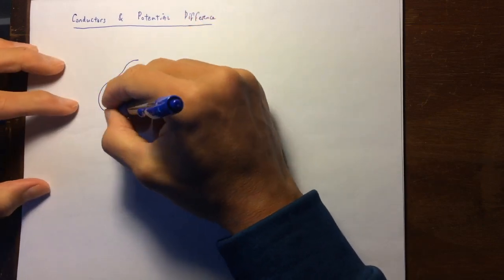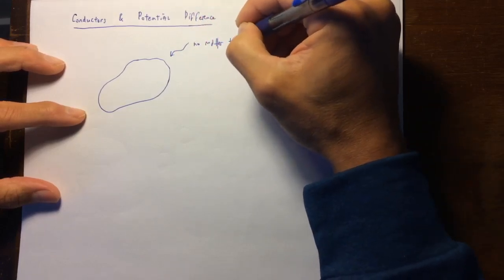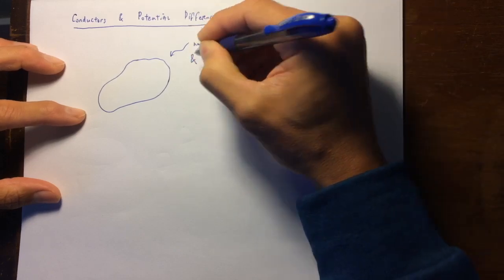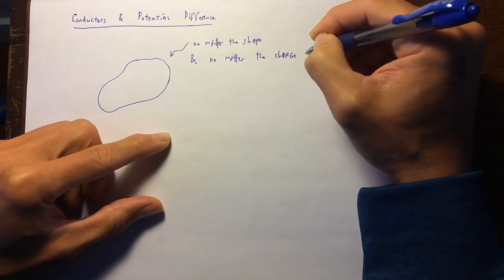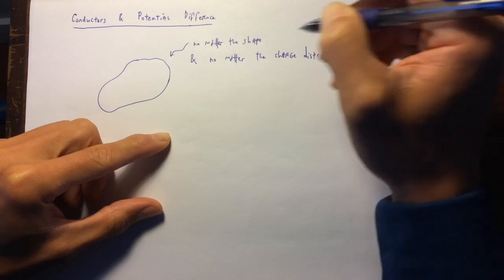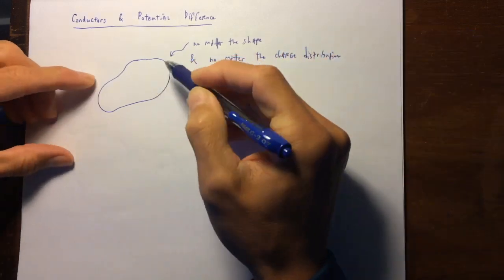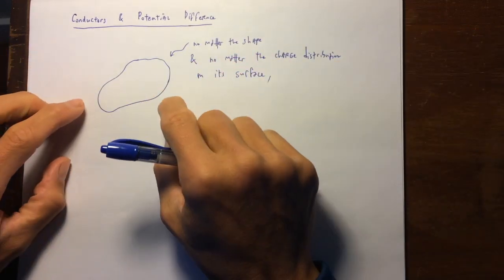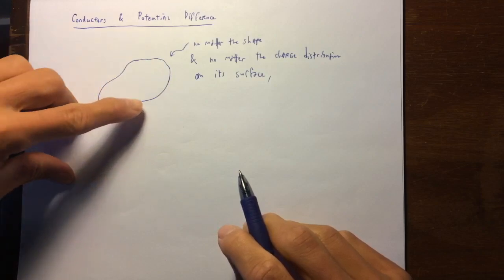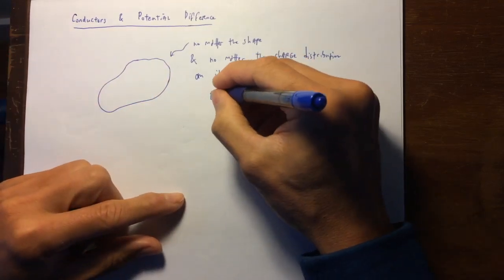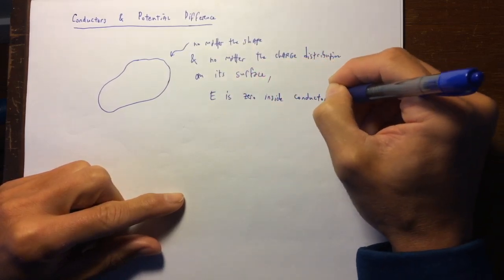The special thing about a conductor is no matter what shape it is, and also no matter the charge distribution on its surface, right? So I could have pluses over here and minuses over here. But no matter the charge distribution on its surface, or even the net charge of the conductor, E is 0 inside conductor material.